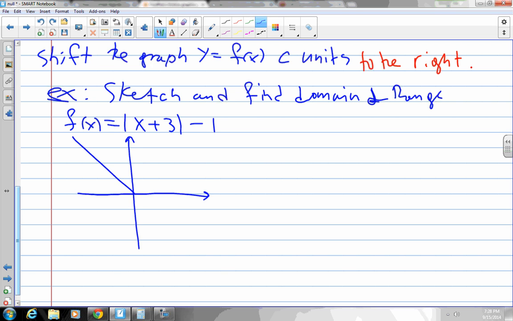So here it is. That's the absolute value, just absolute value of x. Where is it going to go? It's going to go down 1 because of the minus 1 on the outside. So I can do that. 1, 2, 3. So it goes down 1 over 3. So this point is negative 3, negative 1. Right?